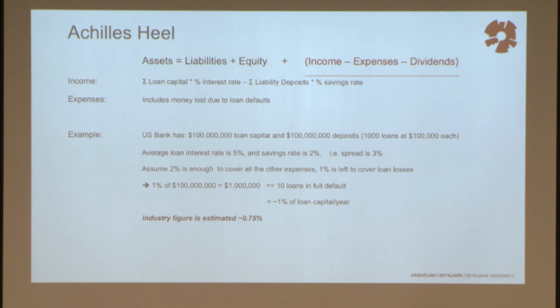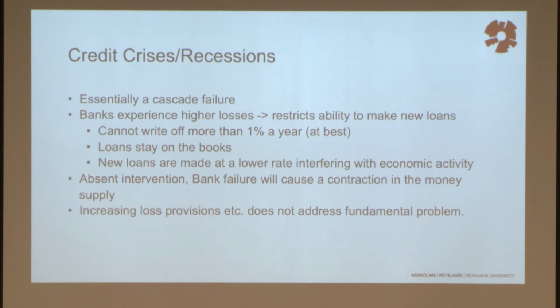A back of the envelope calculation, which is what you're seeing here, shows it to be about 1% of its total capital, so the number of loans it's made. The industry figure is actually estimated to be somewhat lower, it's 0.75%. And this is for a well-run bank. If it's a bank that's already had issues, it may well have a lot of loans on its books that are in write-off or not performing. And I've seen, for example, Italian banks with 18% bad loans on their books, and those banks have a much lower amount that they can write off every year. So the Achilles heel of the banking system, and by extension our economy, is essentially this inability to absorb loan losses. So what happens in a credit crisis, and I'm afraid it's not too hard to predict that we'll probably be having one fairly soon, is that you get a cascade failure.